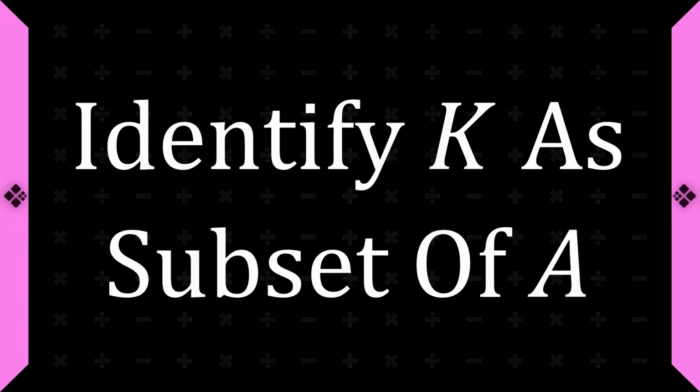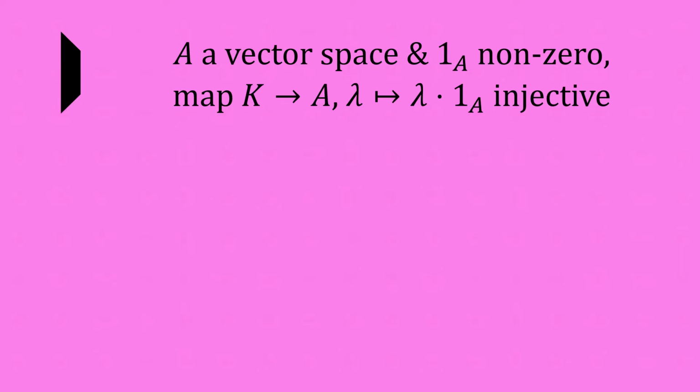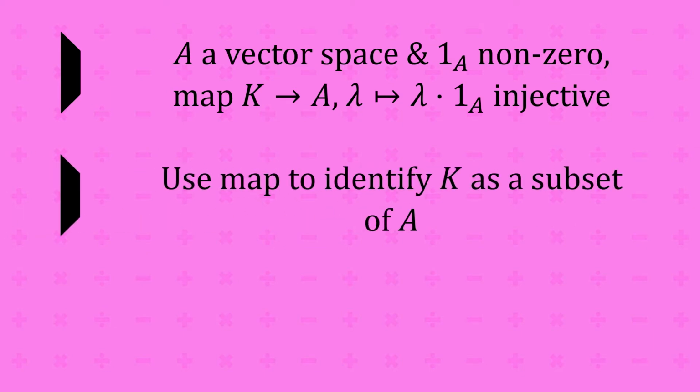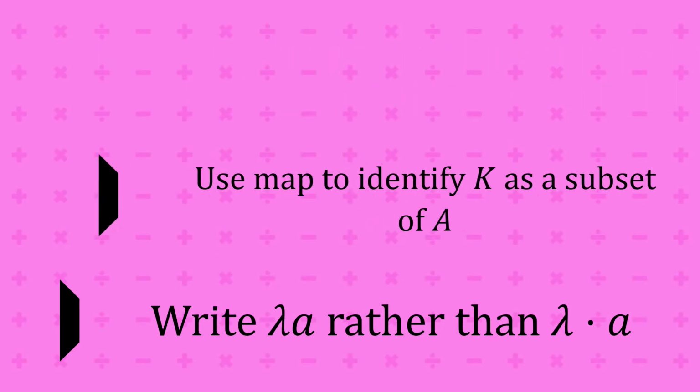Now, let's describe how the definition of an algebra allows us to identify K as a subset of A. Because A is a vector space, and the identity in A is a non-zero vector, the map from K to A, given by lambda maps to lambda times the identity in A, is injective. We use this map to identify K as a subset of A, hence we usually write lambda rather than lambda times the identity. Next, let's give some examples of algebras.